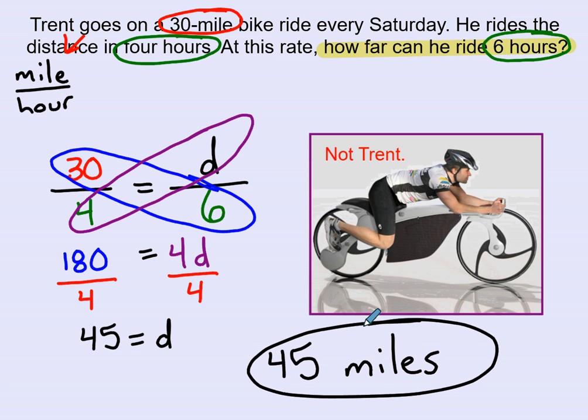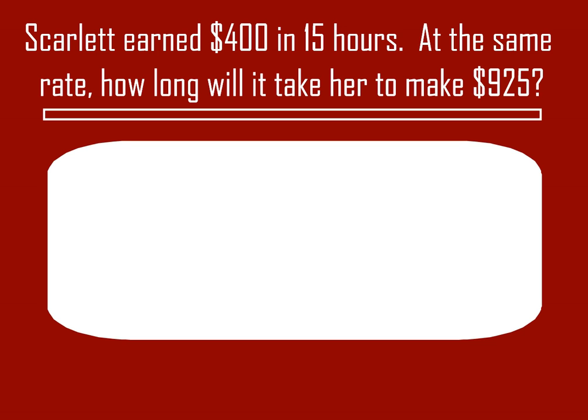Let's go ahead and look at our next problem, and actually our last problem. It says Scarlett earned $400 in 15 hours. At the same rate, how long will it take her to make $925? So first thing, I have $400. I also have another amount of money, it's $925. And then I have 15 hours, and I want to know how long it will take her to make that $925. So how long? I do not know that length right now. But in this case, I'm going to say money over hours, and that's how I'm going to set up my proportion.